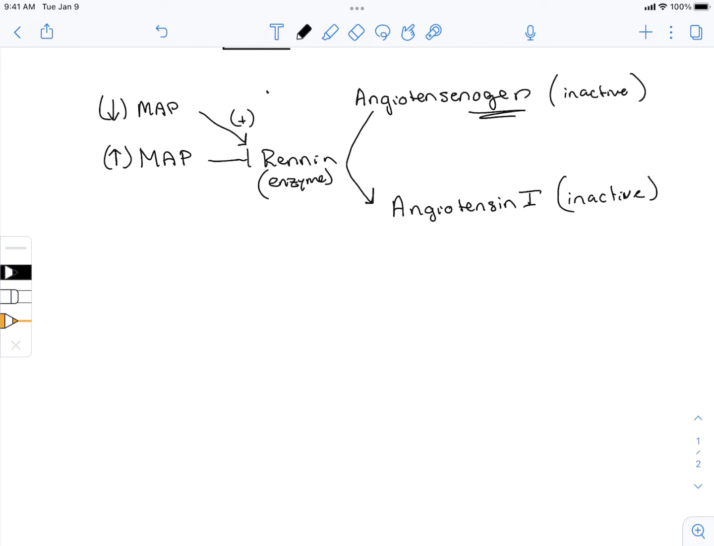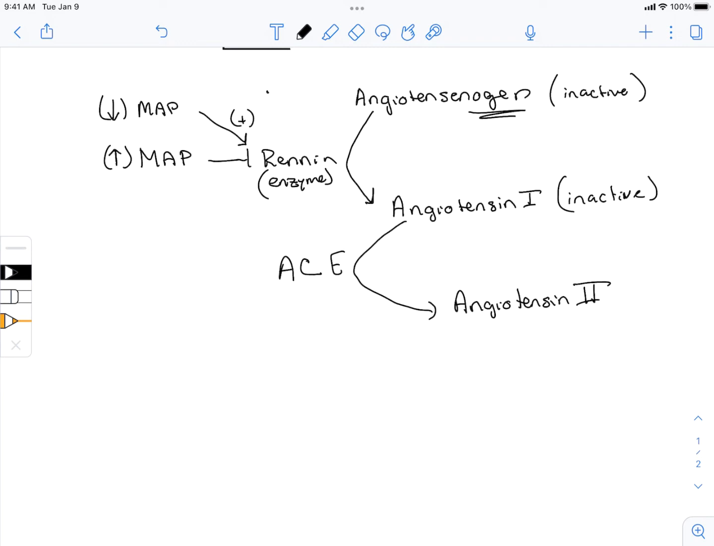But angiotensin 1 is then going to go to the lungs. Actually, it travels all over the circulation system, but in the lungs there's an enzyme called the angiotensin converting enzyme, so I'm going to abbreviate that ACE. And the chemical reaction is catalyzed by ACE, and we end up with angiotensin 2. And then angiotensin 2 has a number of different effects.